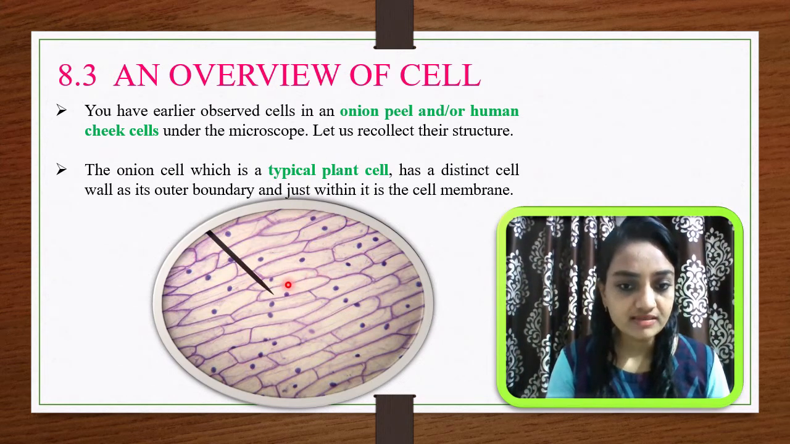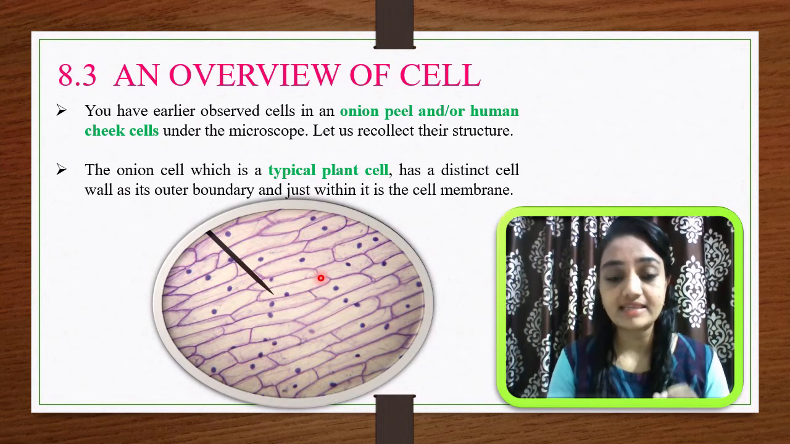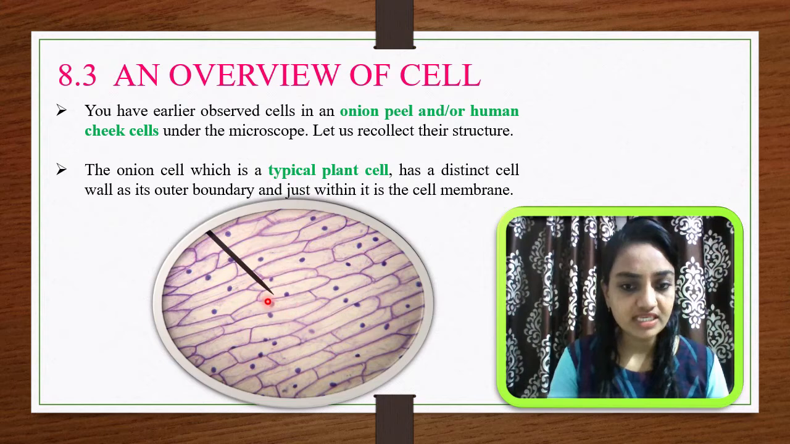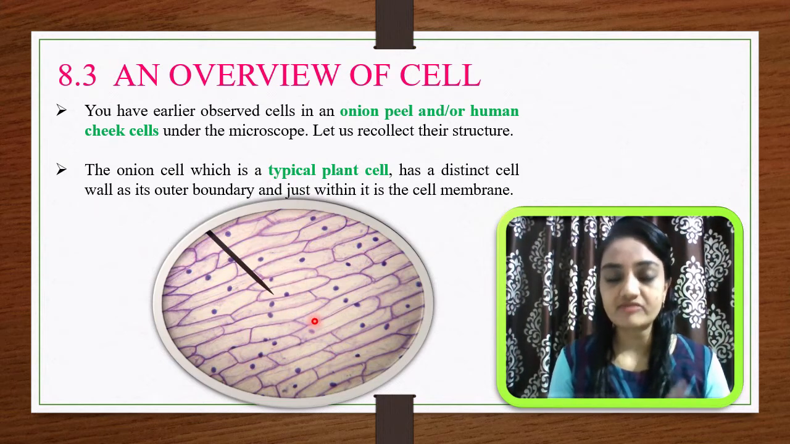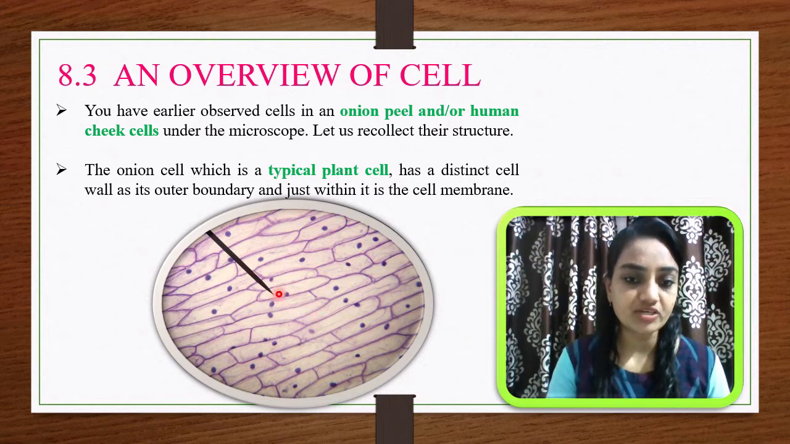This boundary surrounding the cell is considered the cell wall, and just within it is a cell membrane. Inside that there is a cell membrane, but here you cannot see it clearly because it requires some extra staining procedures. That's why in this slide you cannot observe it.